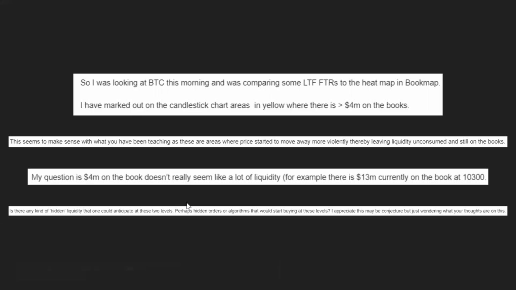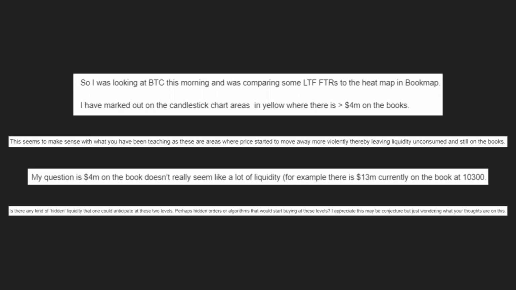So I was looking at Bitcoin this morning, comparing low time frame FTRs to the heat map and Bookmap, and you just marked out on a candlestick chart where there was some significant liquidity on the books. My question is, 4 million on the book doesn't really seem like a lot of liquidity. For example, there's 30 million currently on the book at 10.3. Is there any kind of hidden liquidity that one could anticipate at these levels? Perhaps hidden orders or algorithms that would start buying at these levels? I appreciate this may be conjecture, but just wondering what your thoughts are on this.